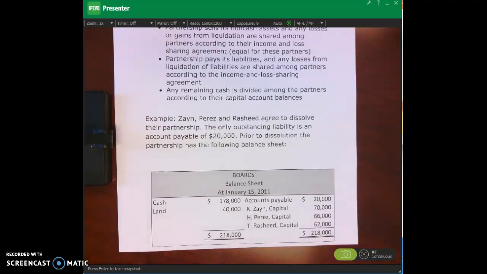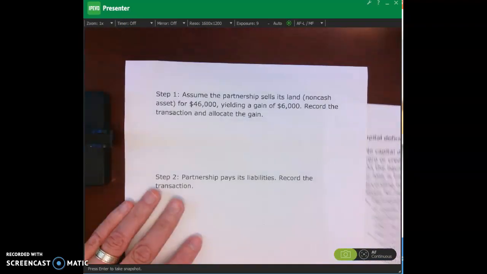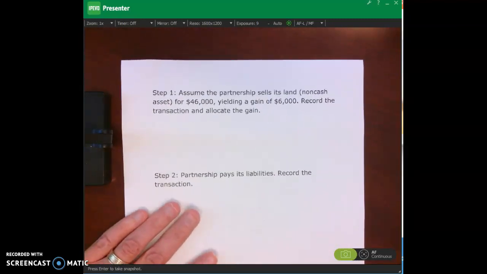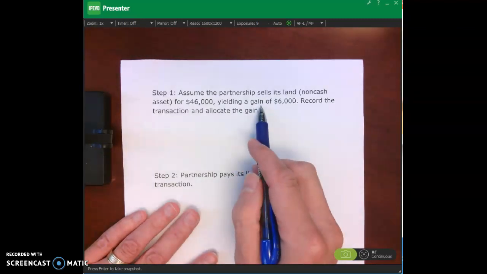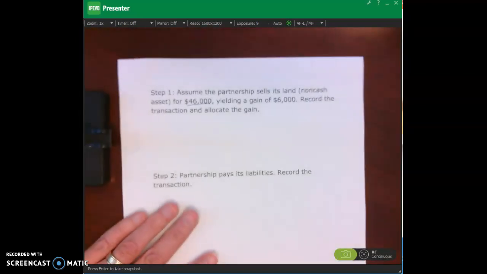Step 1, as we were saying, is that the partnership is going to sell its non-cash assets and then we're going to record any losses or gains according to our income sharing agreement. The non-cash asset that we can see on this balance sheet is this land right here, $40,000. Let's assume, as we see on the next page, that the partnership agrees to sell the land for $46,000. That gives us a gain of $6,000. So this is going to give us $46,000 cash.